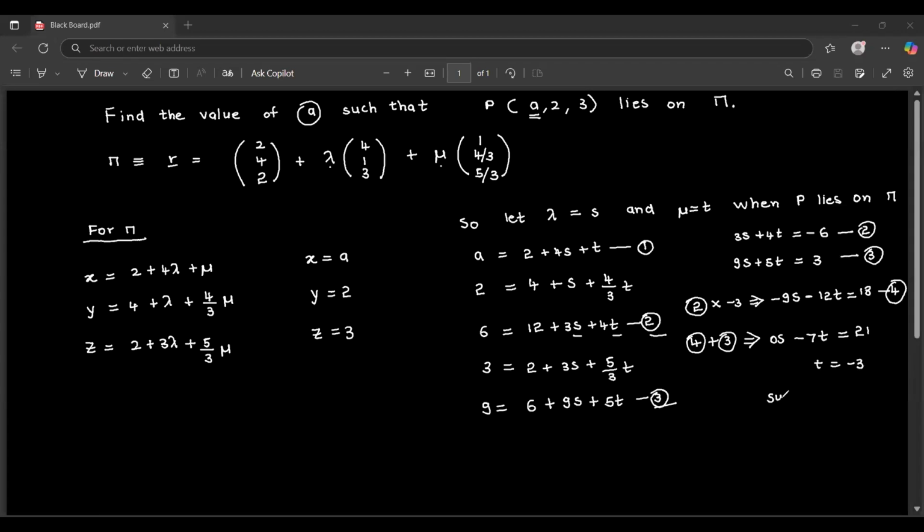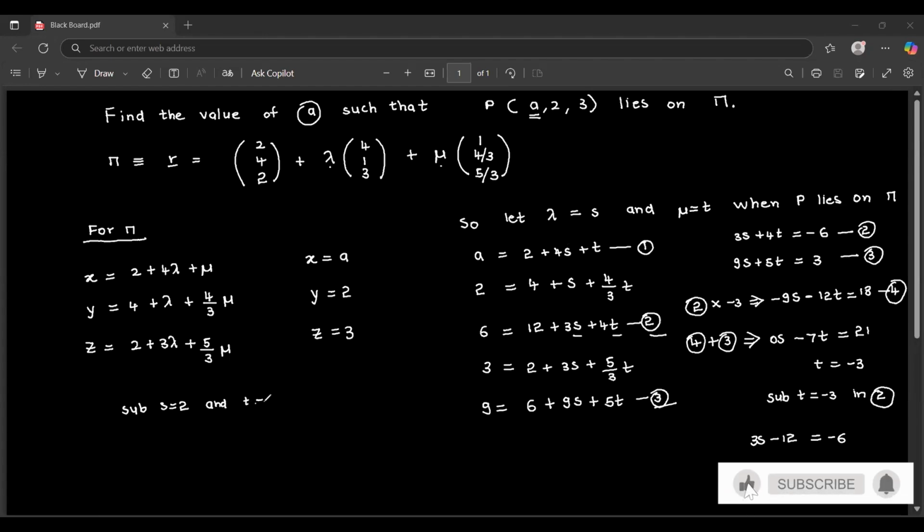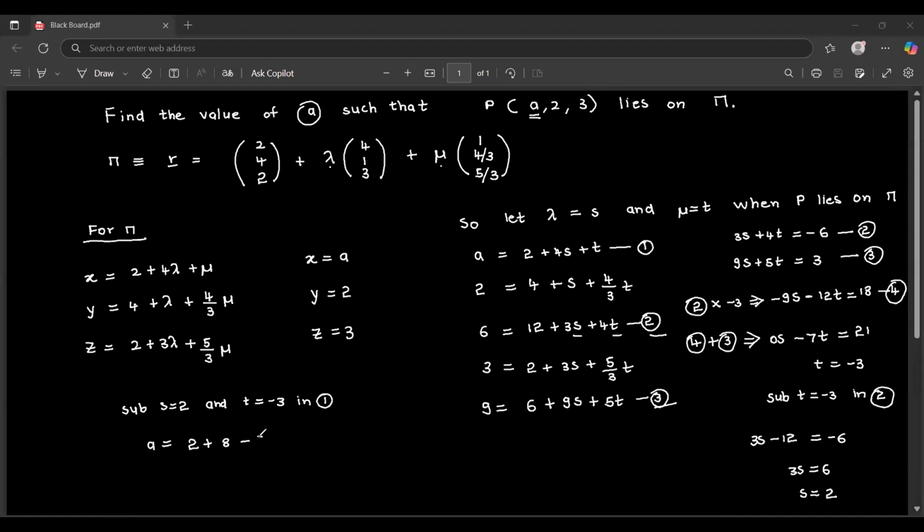Now I'm going to substitute t equals minus 3 in the second equation. That will give me 3s minus 12 equals minus 6, so 3s is equal to 6, so s will be equal to 2. So I can substitute s equals 2 and t equals minus 3 in the first equation. So A will be equal to 2 plus 8 minus 3, so that will be equal to 7.